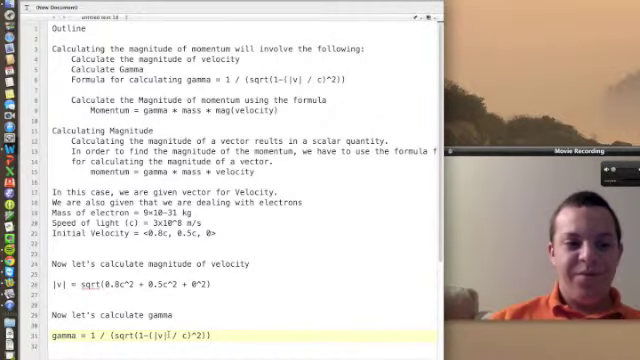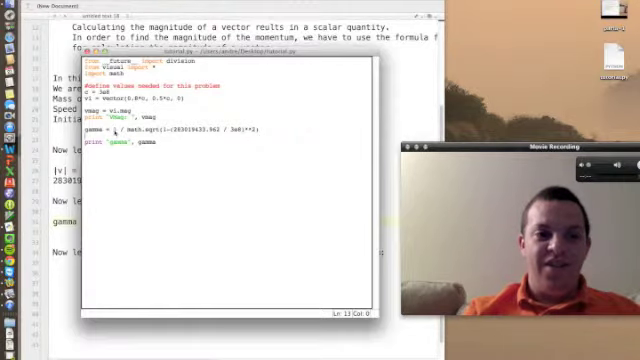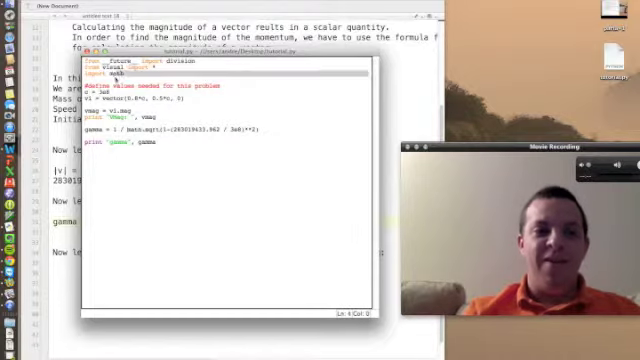Alright, so I just had some basic syntax errors in my program, so I fixed them, and now we're actually able to calculate a value for gamma. So here's our formula again. Gamma equals 1 over the square root, which is done by a command called math.sqrt. I was missing the math module, which is why it wasn't working for me.